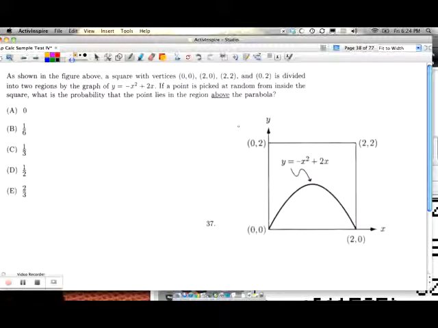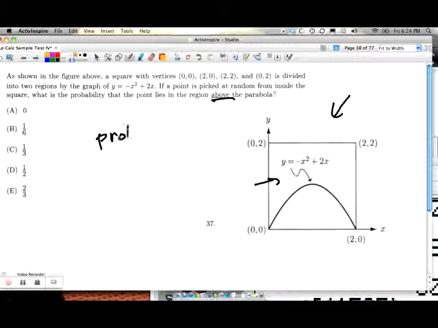What number are we on here? Is this the last one before we move on? It is. All right, let's wrap it up here. As shown in the figure above, it's actually below down here. This is number 37. A square with vertices 0, is divided into two regions by the graph negative x squared plus 2x. If a point is picked at random from inside the square, what is the probability the point lies above the parabola? In other words, that's asking what's the probability that it's in here.